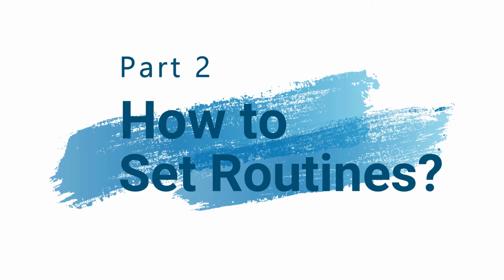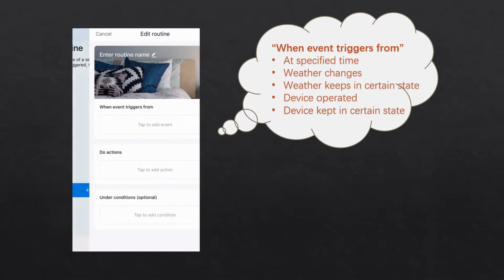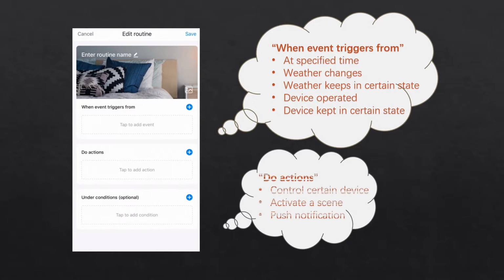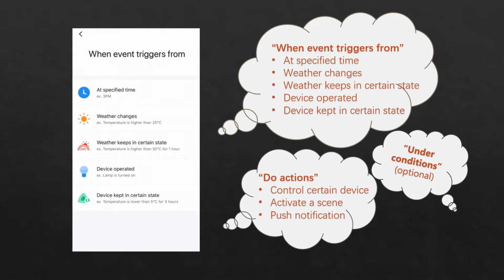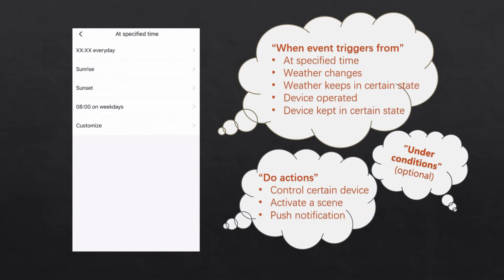Part 2. How to set routines. To set routines, open BroadLink app and tap routines at the bottom to switch to the setting page. Then tap add button to create a new routine. First let's tap when event triggers from. You'll see 5 options. At specified time: triggers the routine at a specific time on specific days. Also, you can customize a time you need.